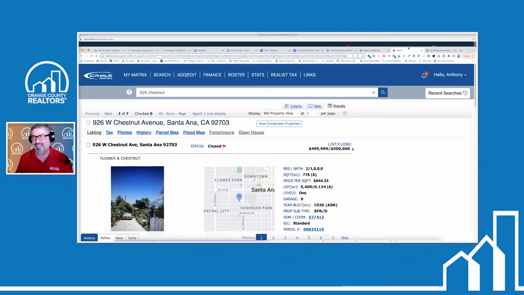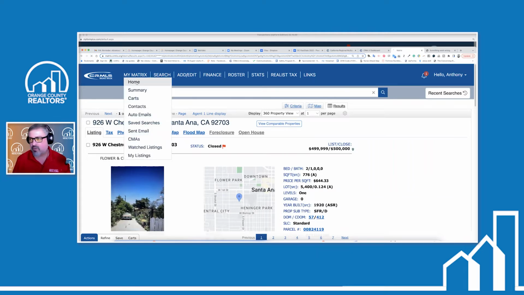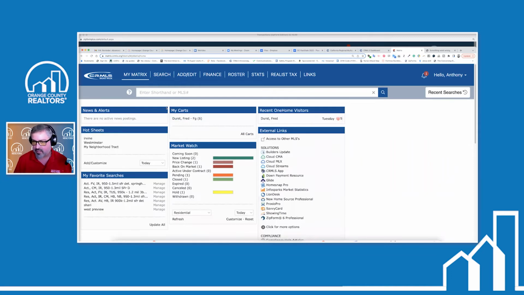But let me show you how to actually access this information. So very simply, what you're going to do is you're going to go and log into the MLS. Now you can access InfoSparks in one of two ways here from within the MLS. Number one, at the home screen under the external links widget here, you can come down below and where it says InfoSparks Market Statistics, you can click here.